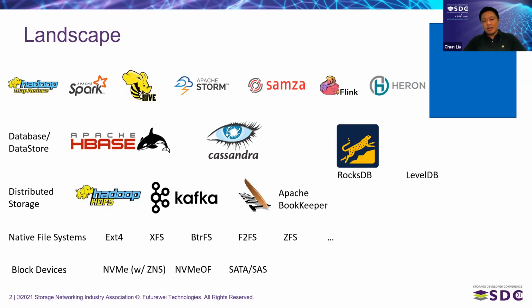Those are all backed by a native file system like ext4, XFS, Btrfs, or ZFS, those journaling file systems. Lastly, the file system operates on block devices like NVMe drives with or without ZNS, or NVMe drives over Fabric, or legacy SATA and SAS drives. Let's take the popular RocksDB and dive into the details.